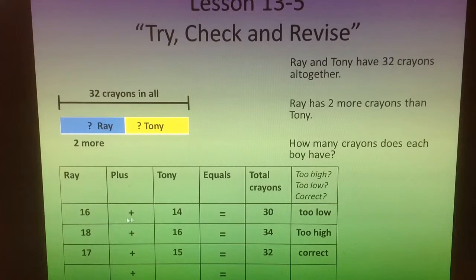If I added 1 to 16, I'd get 17. And if I took away 1 from 16, I'd get 15. That is a difference of 2. We know Ray has 2 more crayons than Tony does, and it does add up to 32. So that is our correct answer.